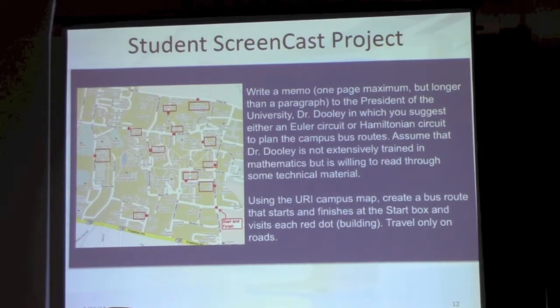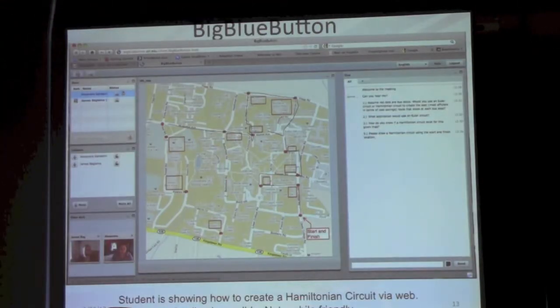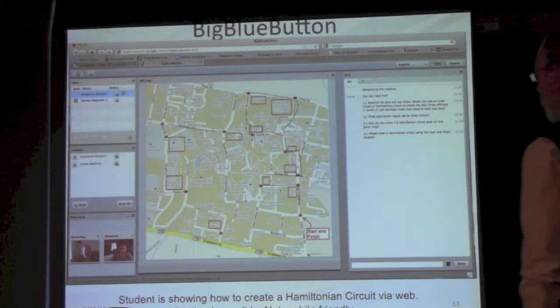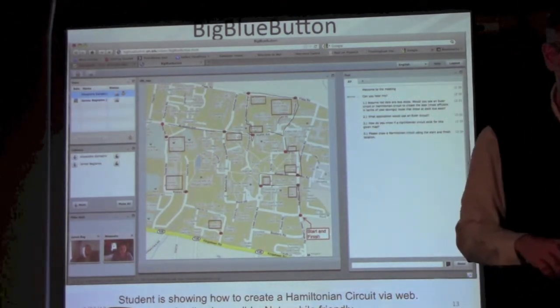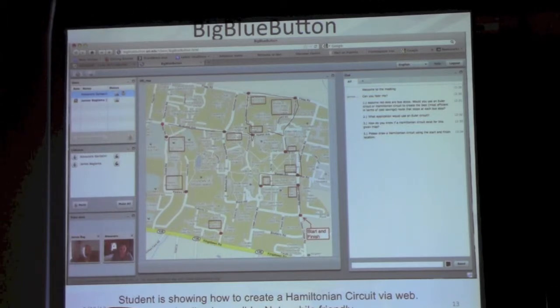But instead of having them write this up, I had them use the Big Blue Button in Sakai. So there's a picture of me sitting in my home, and a picture of a student at her house. And she was describing to me how she would go about this route. You can see that she had control, and she was going around the route, and we were talking about it. She made a couple of mistakes, but this had immediate feedback, and she was able to understand the Euler circuit very well from that point on.